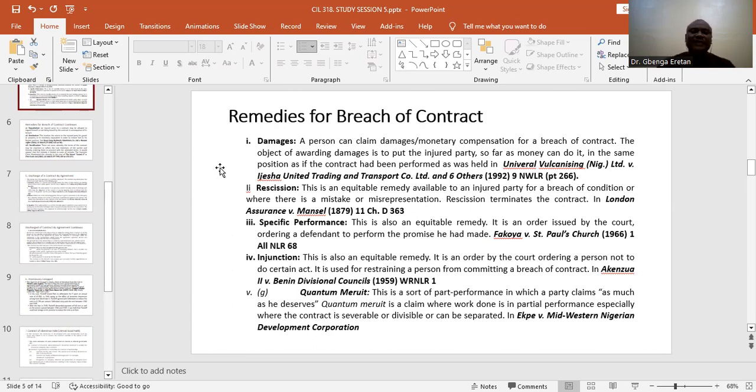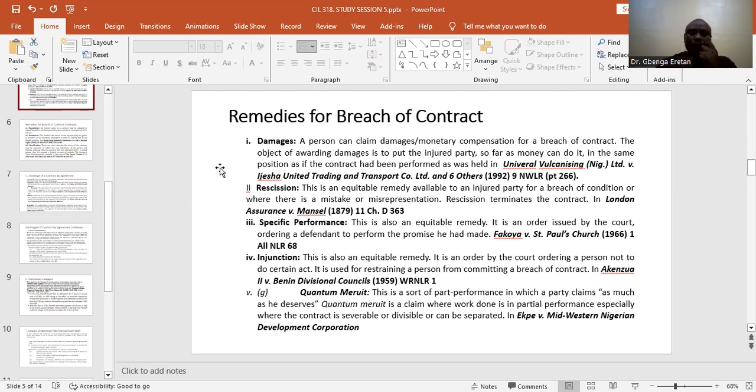We also talk about an injunction. An injunction is also an equitable remedy, and it is an order of court restraining a person from doing a particular thing. So an injunction is an order of court stopping a person in a contract not to do a particular thing. So it is also an equitable remedy.